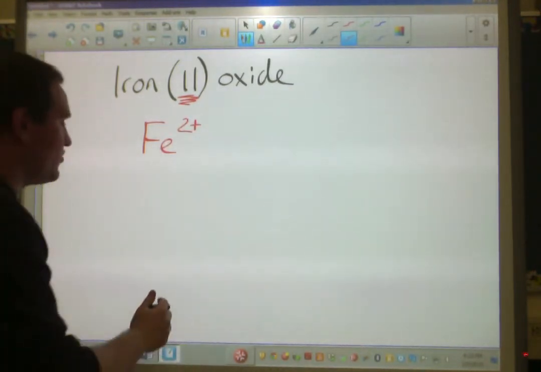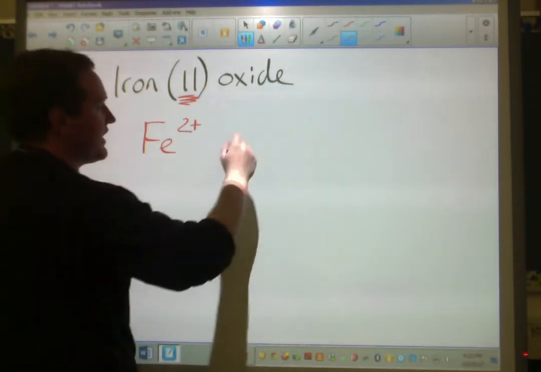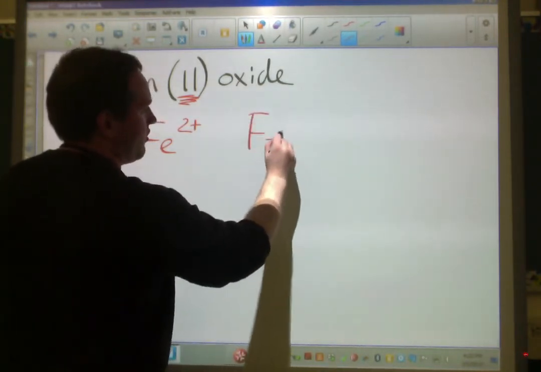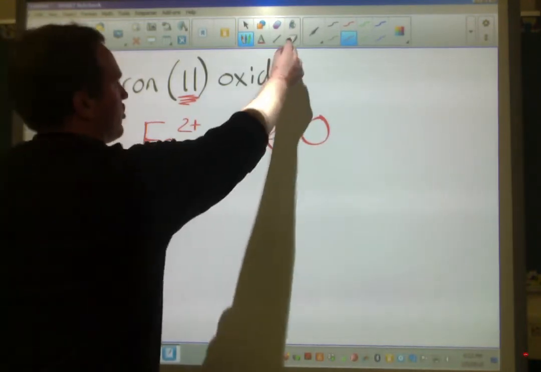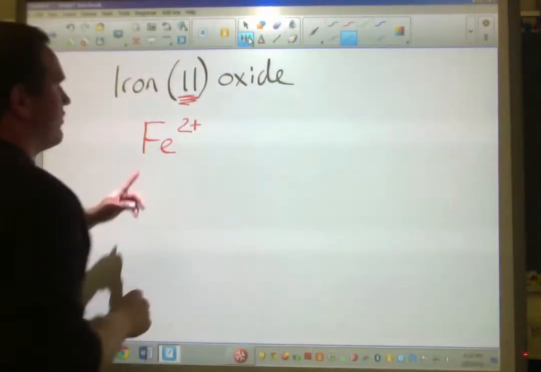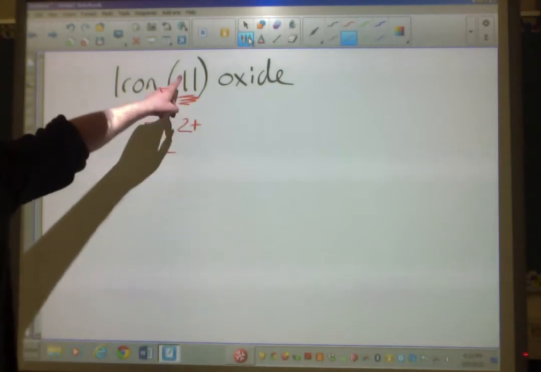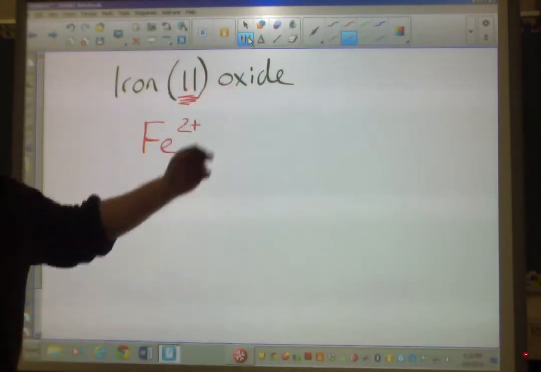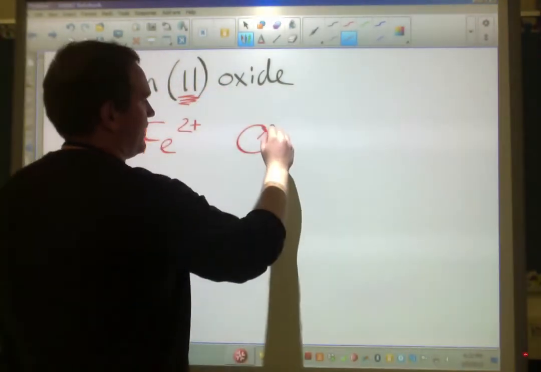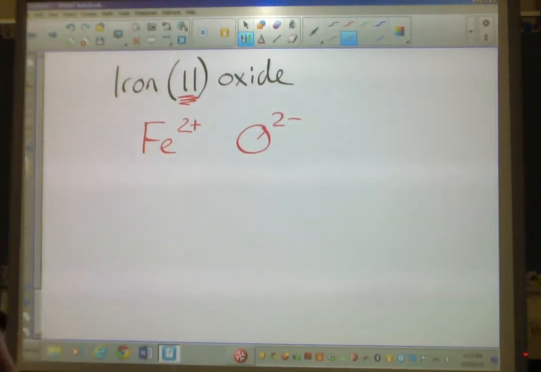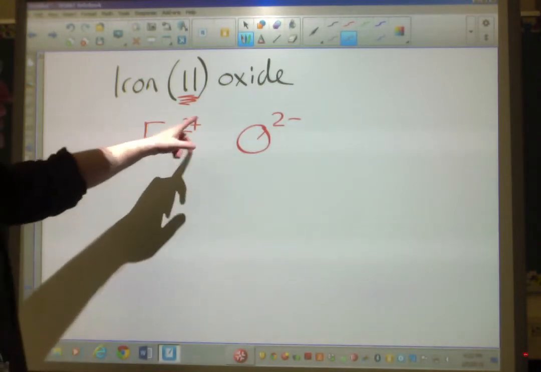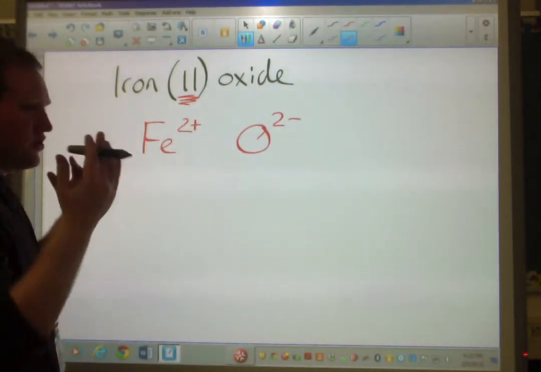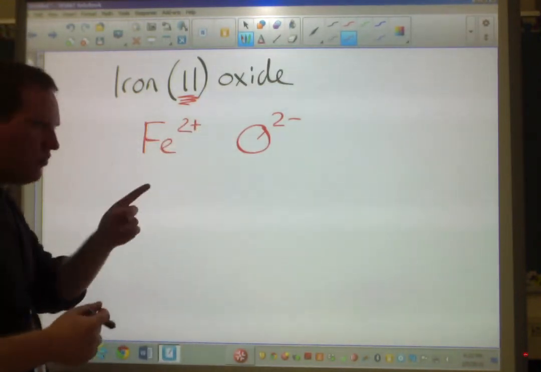It doesn't mean there's 2 irons. Another common mistake I see, people see iron 2 oxide, they say, oh, iron 2 oxide. That's wrong. The charge is indicated by the Roman numerals. So, I have an iron with a 2+, and then I have an oxide. Oxygen is always the same thing every time, O2-. So at this point, you can just recognize that it's going to be a 1-to-1 relationship, because it's 2+ and 2-. Or you can do your crisscross rule, but then you have to consider one more step.